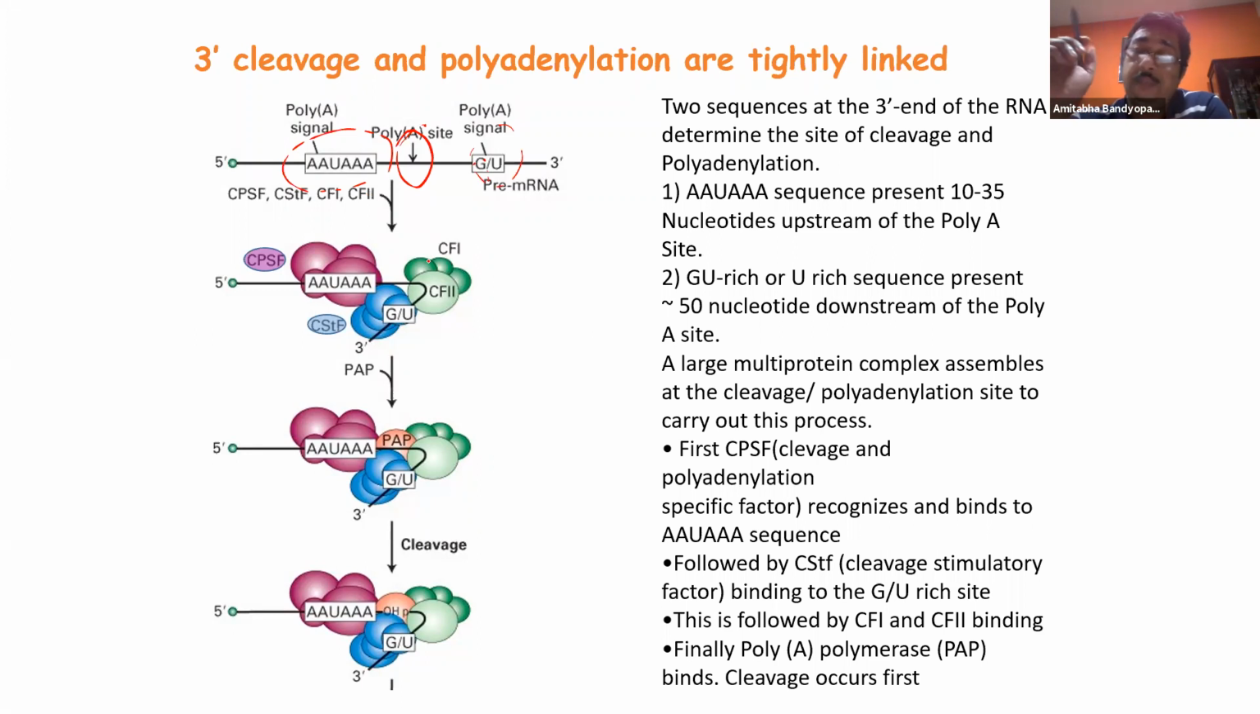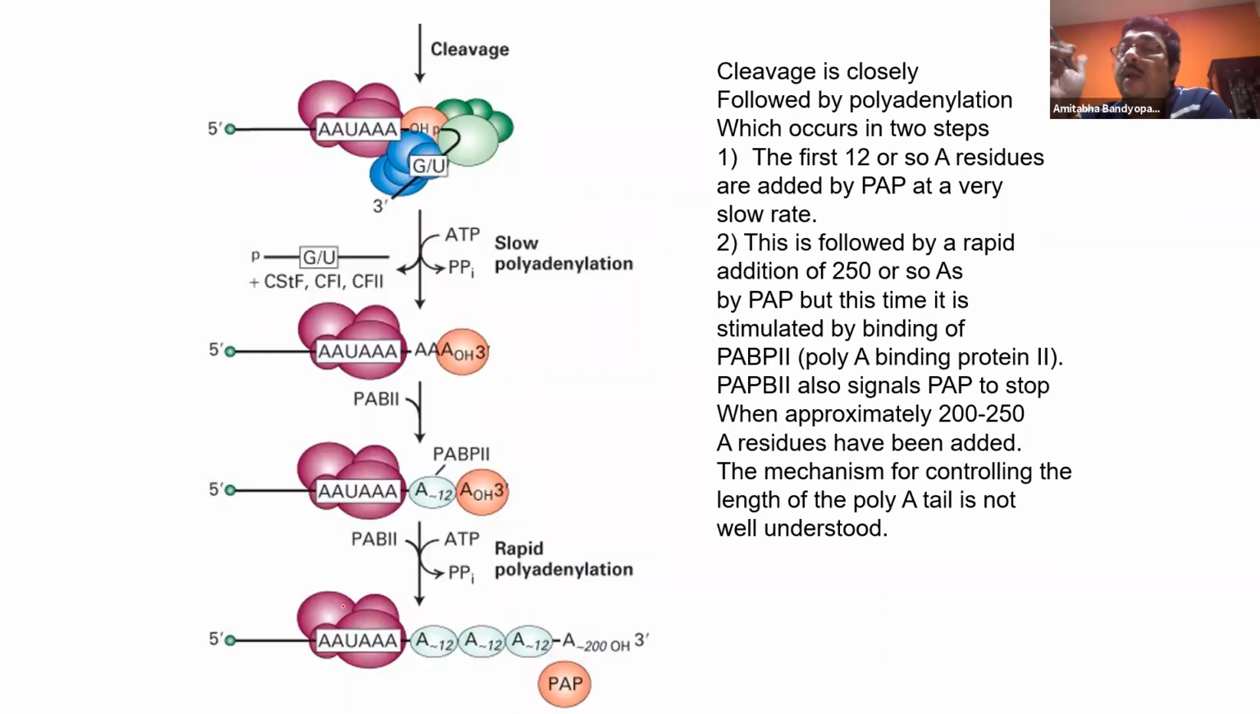Now, once this assembly is there, the RNA is cleaved at the polyadenylation site. So you can see that the hydroxyl group is exposed now. To this, poly A polymerase will slowly add around 12 A's, which is the initial part of the polyadenylation. After that, poly A polymerase can add up to 250 A's. Okay, but this part is promoted by another factor called PABP2, polyadenylate binding protein 2. PABP2 actually stimulates the polyadenylation by PAP. Now, this is a regulatory step. It is still not known what dictates that it will stop around 250. In certain mRNAs, it stops around 50.